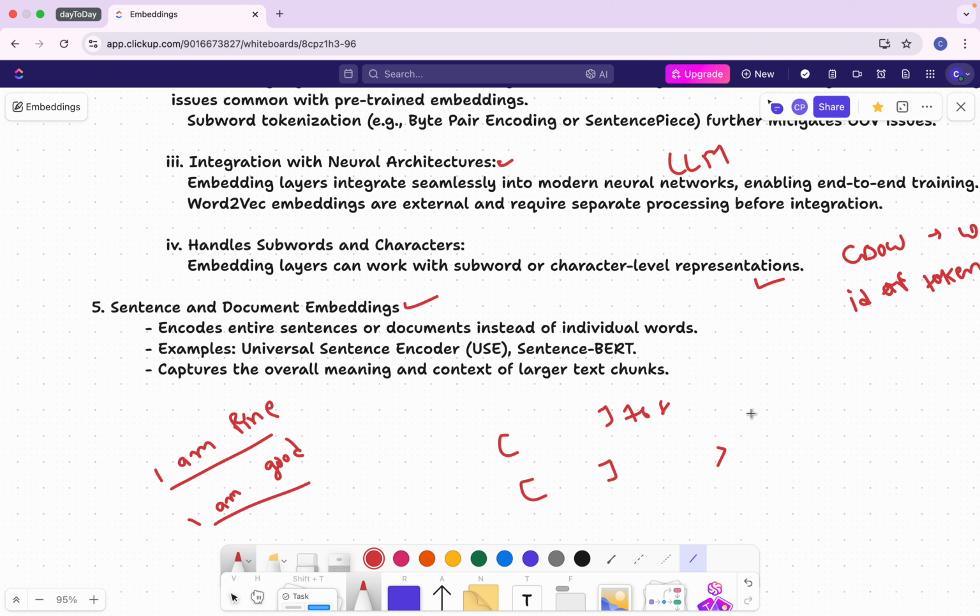But to understand how it generates this sentence-level embedding, we first need to understand the architecture of the transformer, because the model used for this is BERT, which uses a transformer architecture. So once we learn the architecture, we can see how these sentence embeddings are generated and how they contain the whole meaning of the sentence.